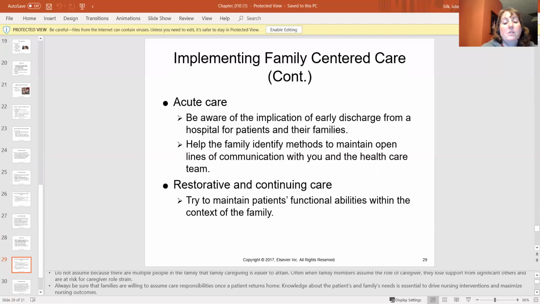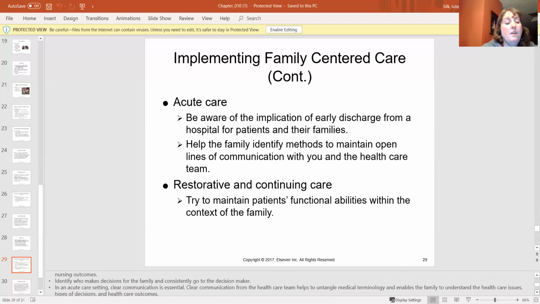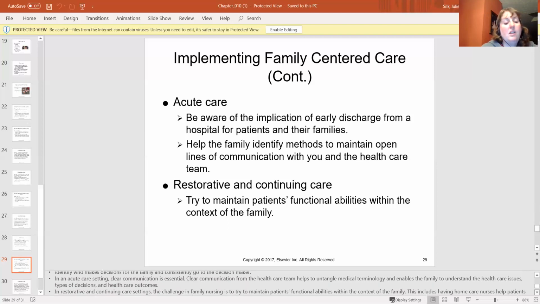Knowledge about the patient and family's needs is essential to drive nursing interventions and maximize nursing outcomes. Identify who makes decisions for the family and consistently go to the decision maker. In an acute care setting, clear communication is essential. Clear communication from the healthcare team helps to untangle medical terminology and enables the family to understand the healthcare issues, types of decisions, and healthcare outcomes.